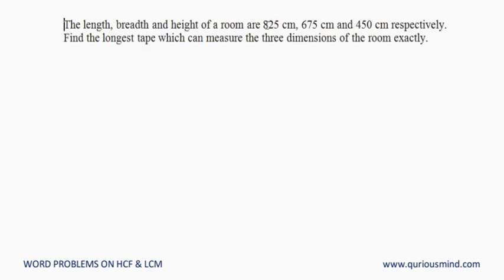So we want the longest tape which can measure these three dimensions exactly, which means that number has to be a factor of these three numbers. So what we are talking about is HCF: common factor, and longest, so highest common factor. So let's find the HCF of 825, 675 and 450.